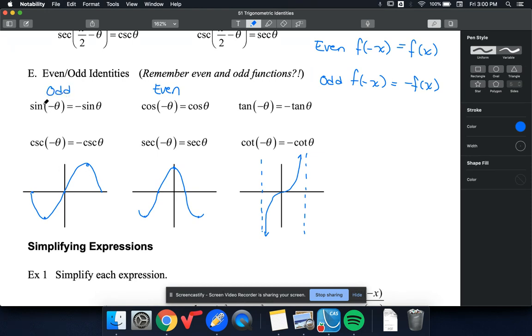So if I see sine of negative theta, I can rewrite it as negative sine theta. Similarly, if I take this bit of tan and reflect it through the origin, I get this bit. Tan is also an odd function. So all of these identities are really helpful in simplifying problems, and that's what we're going to look at in our next set of videos.